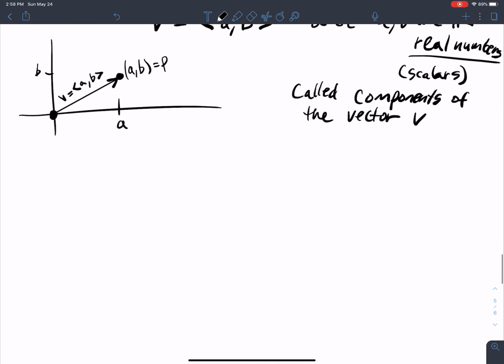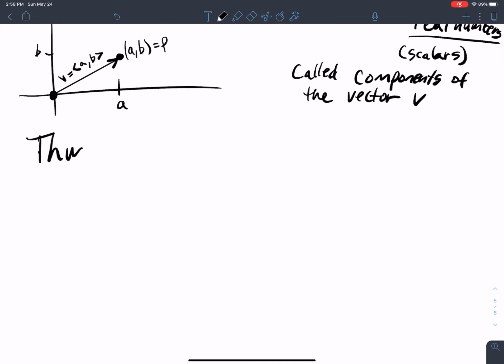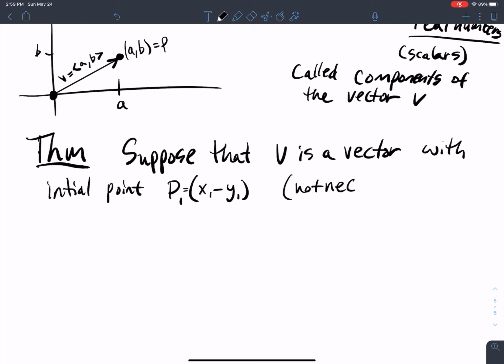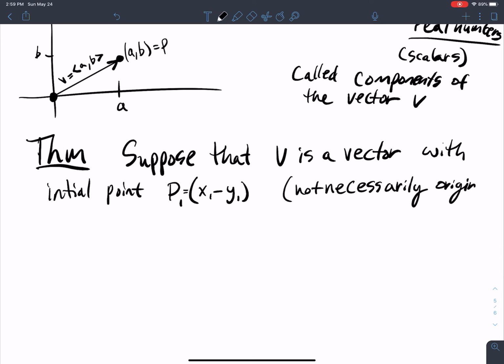Now, there's a theorem. Suppose that v is a vector with initial point P1 equals x1, y1, and it's not necessarily the origin, because we don't have to start at the origin. It makes it nice if we do, origin 0, 0.